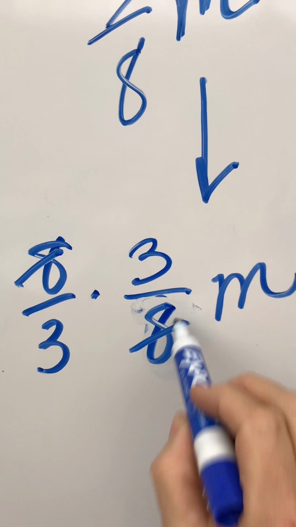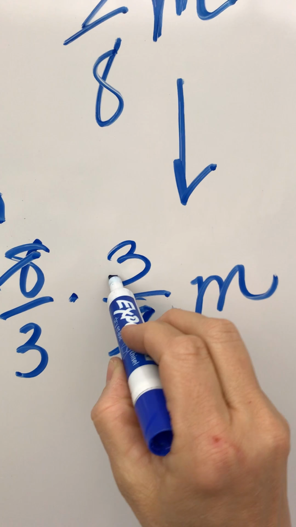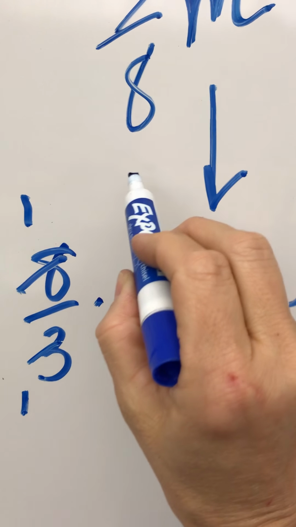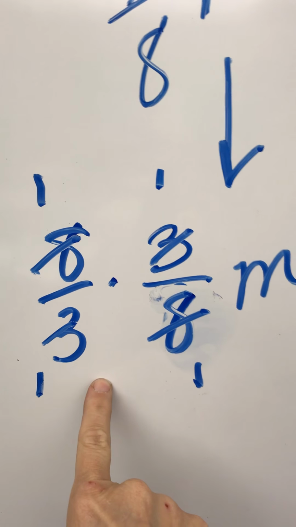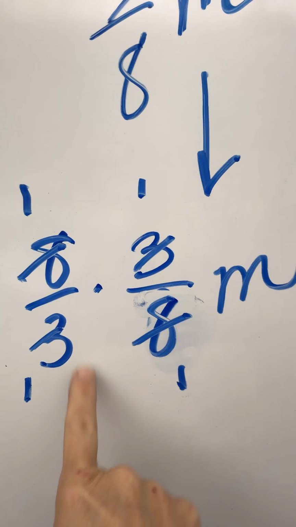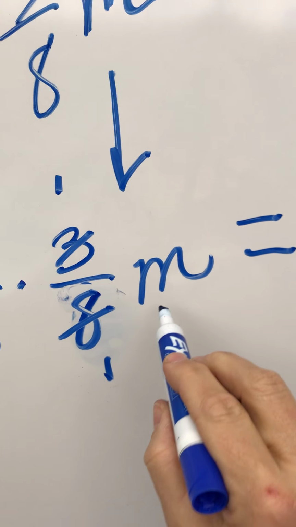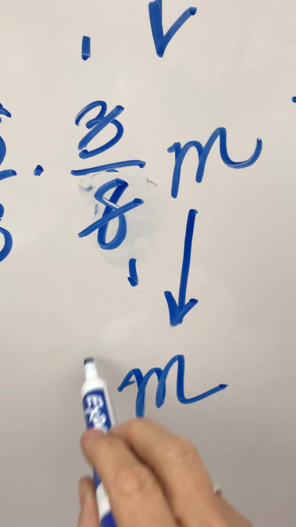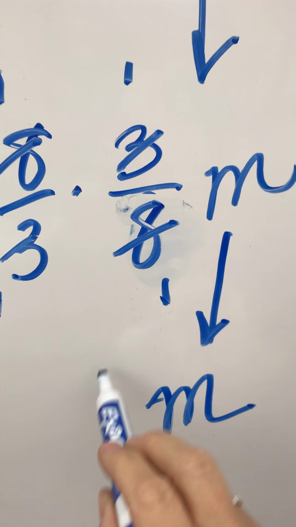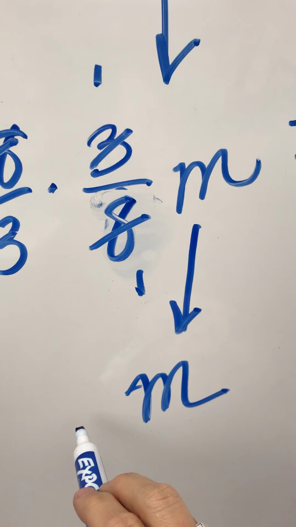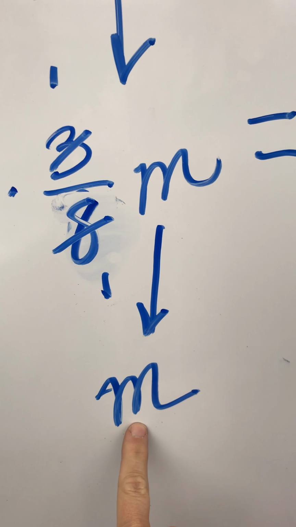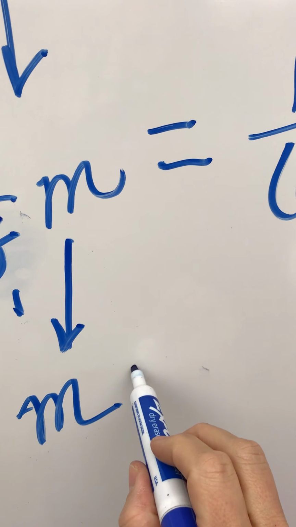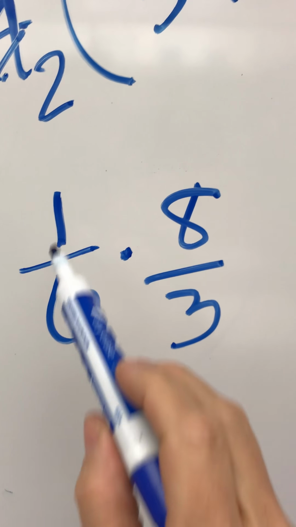Those are 1s. The 3's and the 3's cancel out. Those are 1s. And dividing by 3/8 did exactly what we wanted to do. That gave us just 1m on the left side of our equation. Now we could put a 1 here because 8/3 times 3/8 is 1, but that's not necessary. We can just leave it as m and that's just fine. That's what we want.